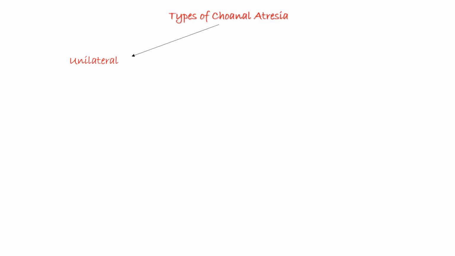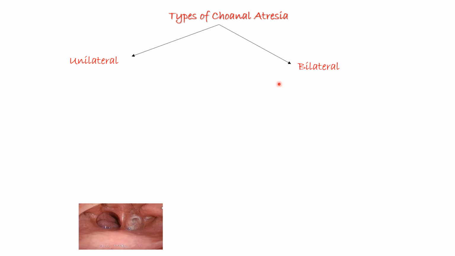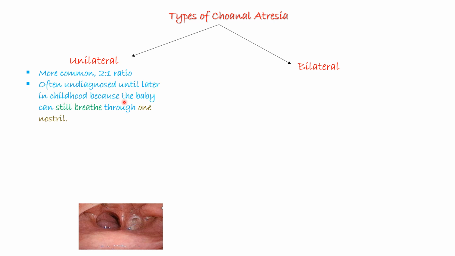The types of choanal atresia, we have two. We have unilateral disease and we have bilateral disease. So unilateral disease is more common, and the ratio is 2 to 1. And this is often diagnosed later in childhood, because the baby can breathe using one nostril. So if the air passes through the nasal cavity, it can go through the pharynx and the larynx. However, one of the nostrils is not going to be used. This is how it's going to present.